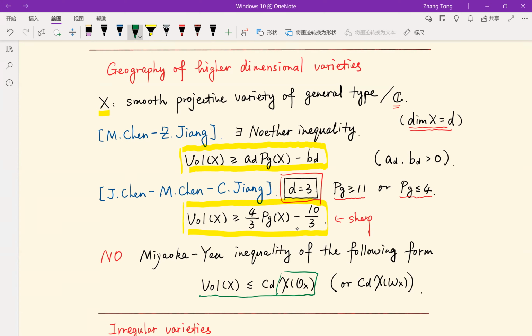But if you only care about, like, c1 and c2, there is some recent work. I forgot the names of the authors, but they get a Chern number inequality between, I think, c1 and c2. So that's another form of the Miyaoka-Yau inequality, but not this form. Okay, so this is somehow an introduction to the geography of higher dimensional varieties.